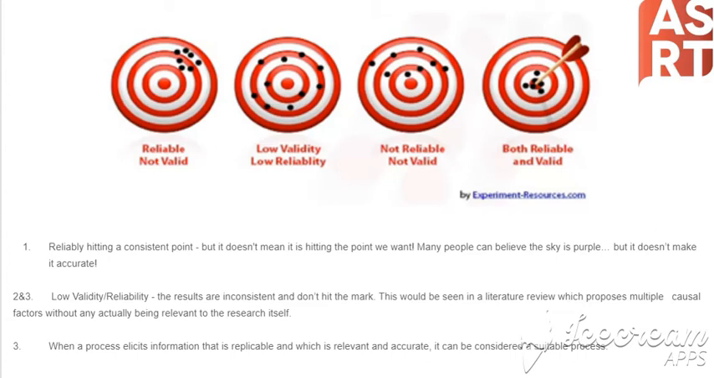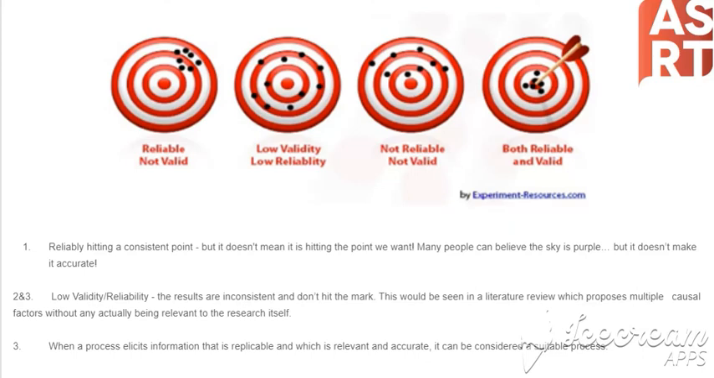So in the first bullseye, you'll see that the data is reliably hitting a point. It is testing something in the same way. You're getting the same data over and over and over again. But we all know that the point of a bullseye is to get the bullseye. So this is not a valid response to the intention. We're not actually getting what we intended. So as you'll see there with dot point 1, lots of people can believe the sky is purple, but that doesn't actually make it accurate.